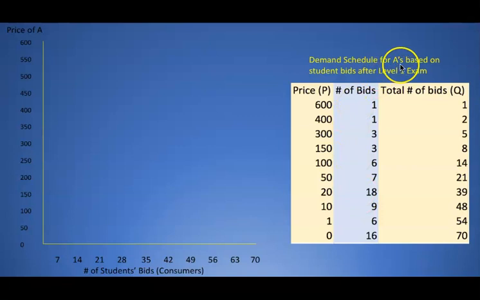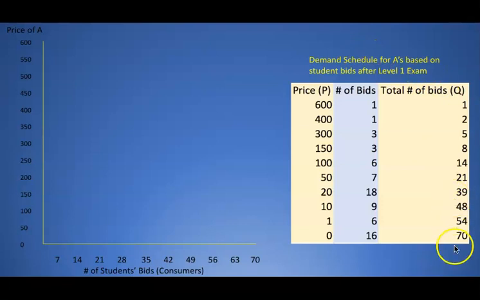The demand schedule for A's is based on your student bids after the level 1 exam. So the number of bids that I collected from you guys was 70. Now, that's certainly not the number of students we have in class, but this is the number of students that have indicated what they're willing and able to pay for an A. So this is basically my market for A's in class.